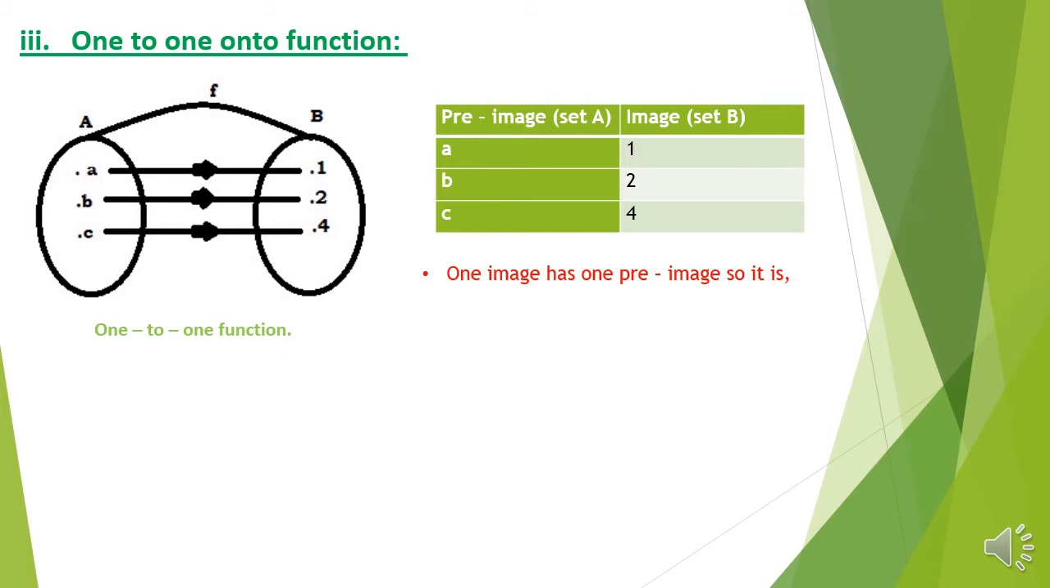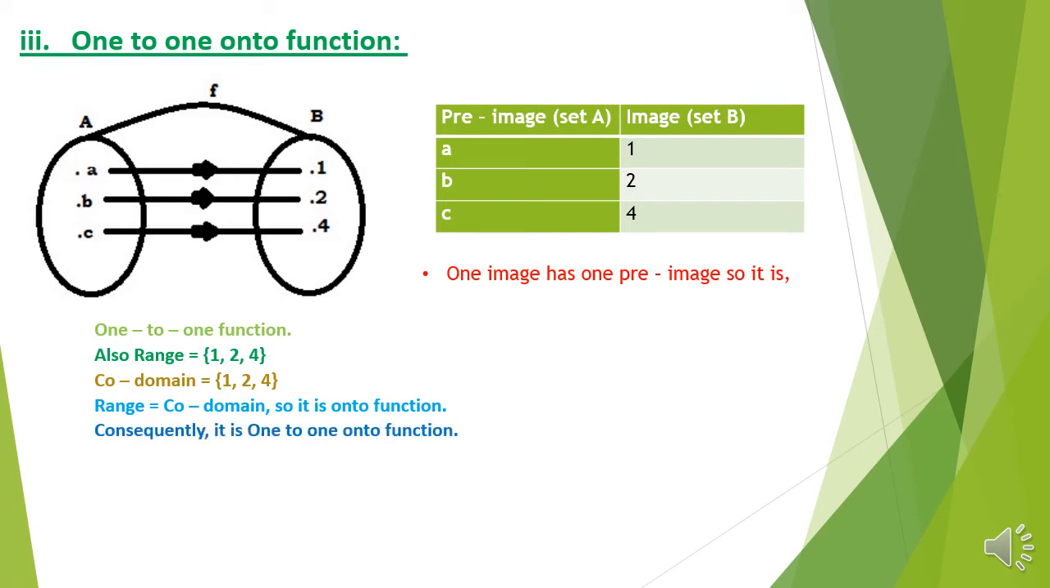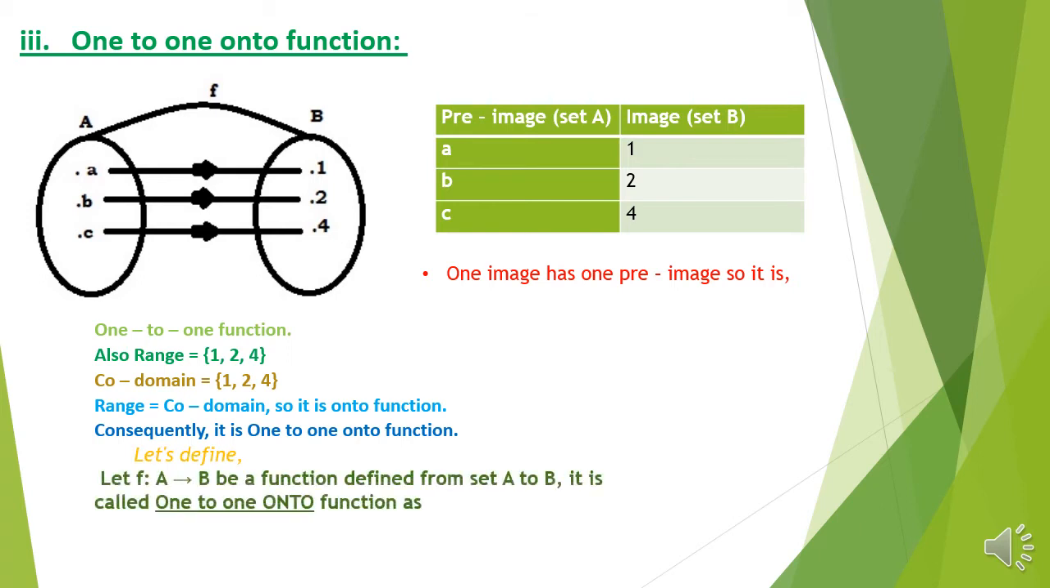It is also onto because we see range and codomain are equal, isn't it? Range and codomain are equal, so it is an onto function. It is a one-to-one function and also an onto function. Consequently, it is a one-to-one onto function. Now let's define it. It needs 2 criteria. The first one tells us that it is a one-to-one function, and the second criteria tells us it is an onto function. So the entire function is a one-to-one onto function. We have to move quickly so that the video won't be long. You can pause the video and write the definition, or you can make the note and move. We can move forward.